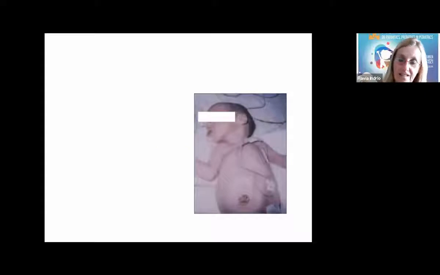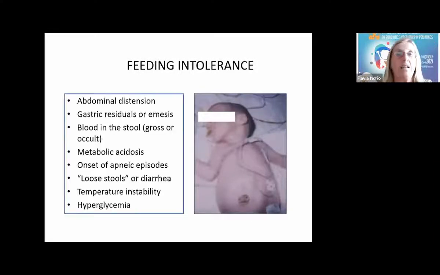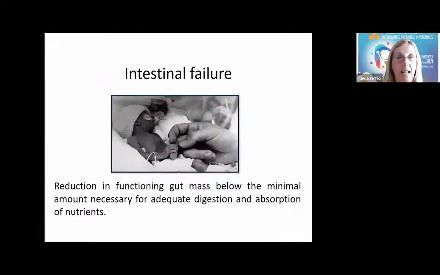Of course, this is something that we find when we have a premature baby with altered maturation of the intestine. We have a baby with feeding intolerance, which all of you are familiar with. It provokes abdominal distension, gastric residual or emesis, blood in the stool, metabolic acidosis, onset of apneic episodes, loss of stool, temperature instability, and hyperglycemia. And of course, we can go from feeding intolerance up to intestinal failure.